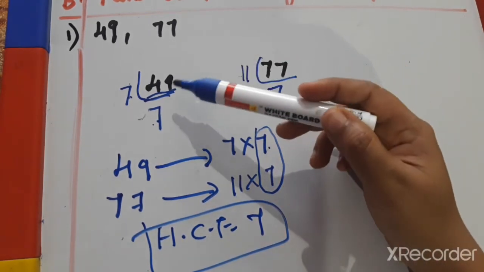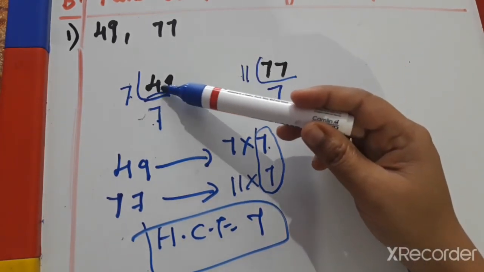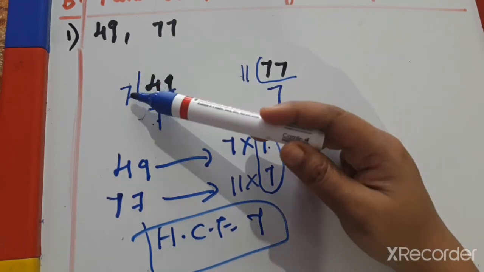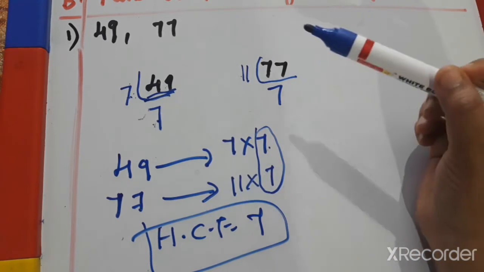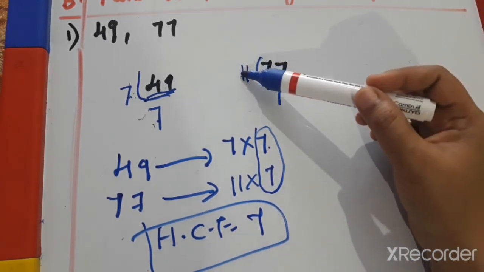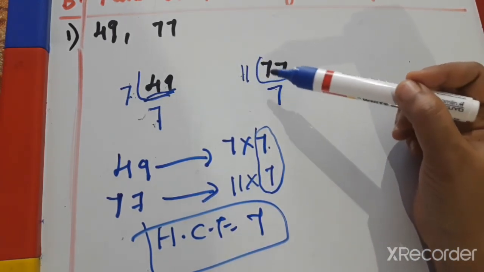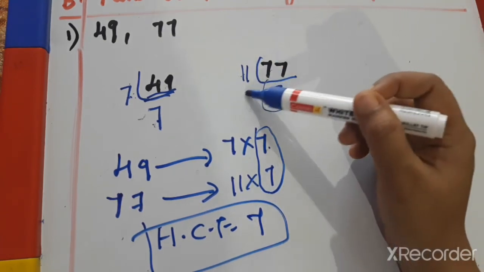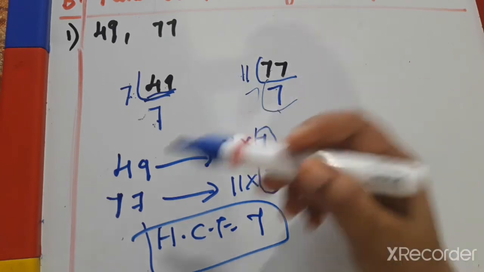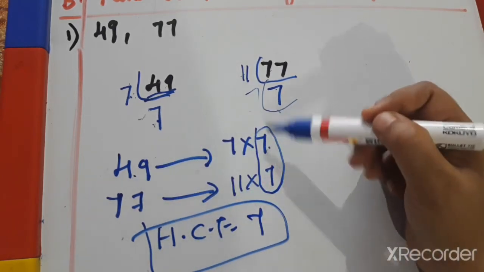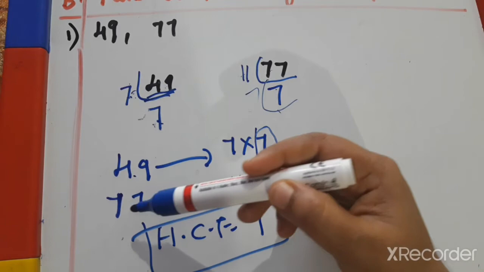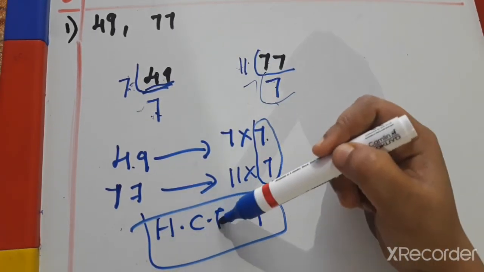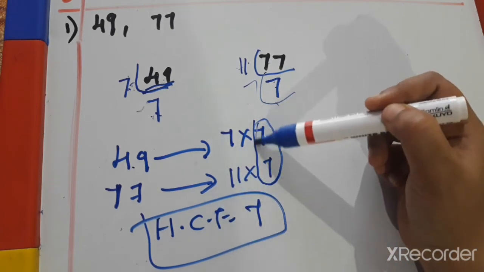Here we are dividing the number by a prime number. Okay, 49 with 7. It occurs in the 7 tables. 7 is a prime number. 7 sevens are 49. 77 we are dividing with 11. 11 sevens are 77 and 11 is a prime number. 7 is a prime number. Here also 7 and 7, both are prime numbers. Prime factor of 49 is 7 into 7. Prime factor of 77 is 11 into 7. Then HCF, highest common factor, is 7.